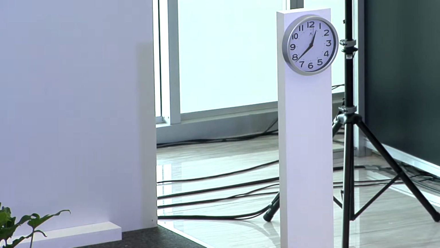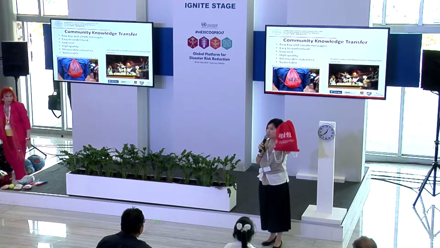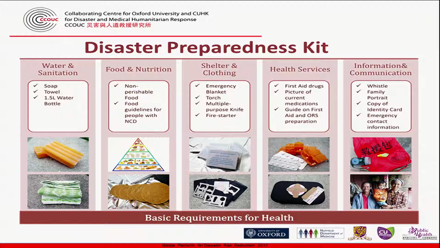So as I said, I have another props demonstration. This is the disaster kit that we distribute to every villager in the community. It includes all the things that are listed here, from water and sanitation to food and nutrition, hygiene, so you can take a look afterwards.